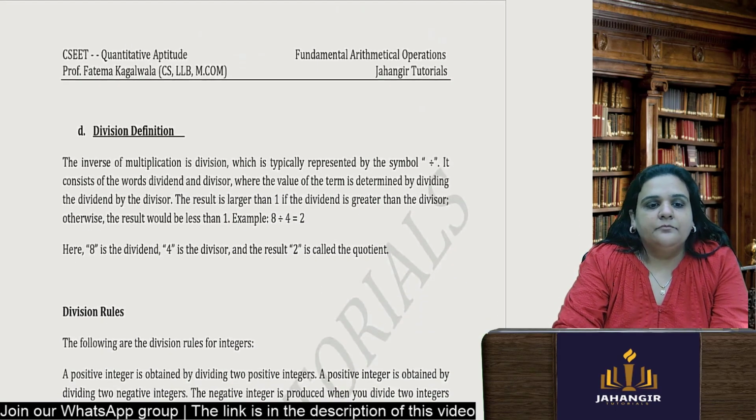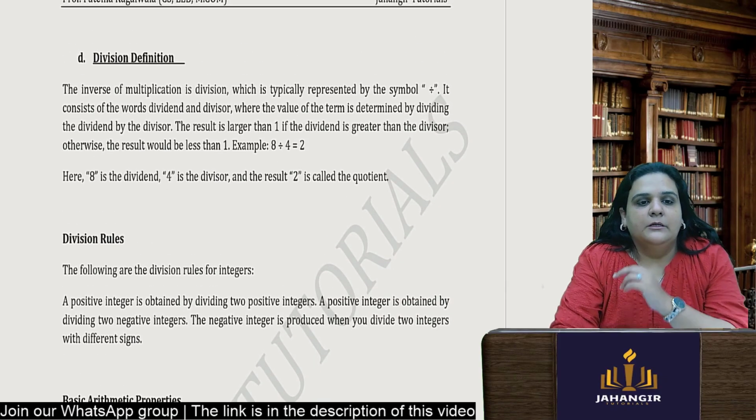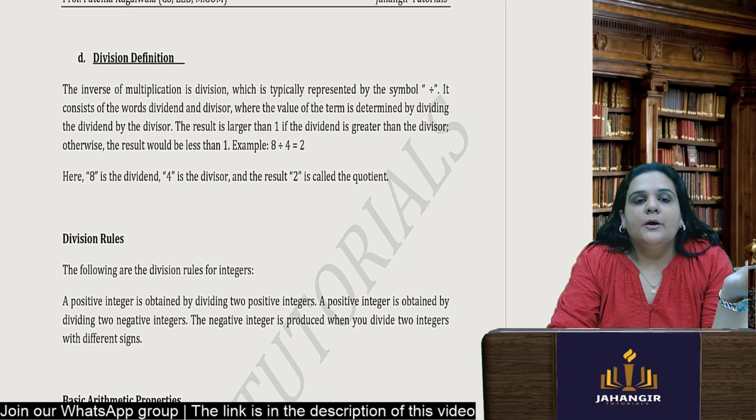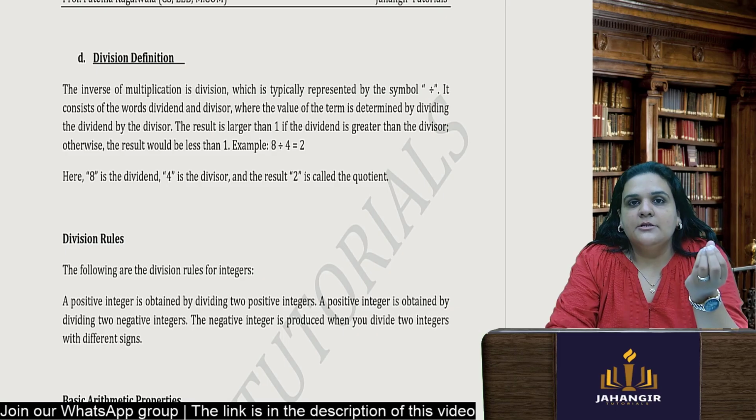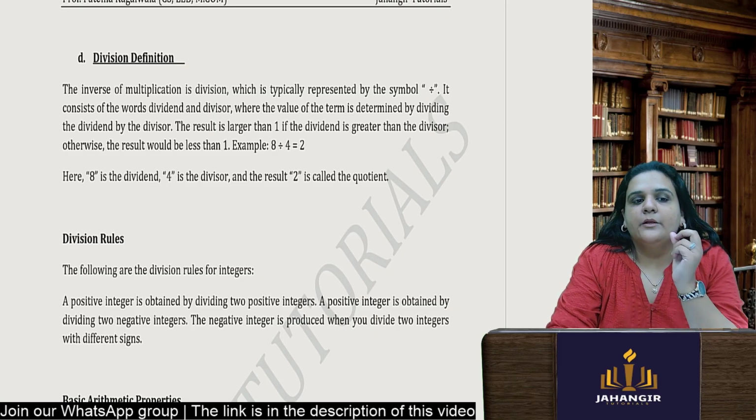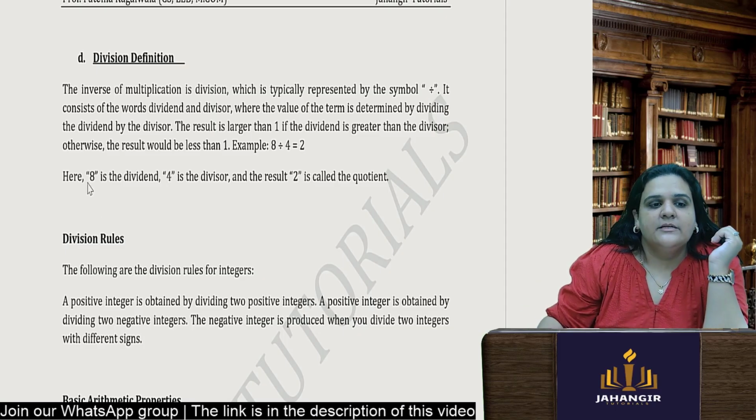Remember that. In division, what does division mean? You are basically dividing a given number into some parts. So if I tell you to divide 8 into 4 parts, you get the answer, the quotient, which will be 2. So your 8 is known as the dividend, 4 is the divisor, and 2 is called the quotient.